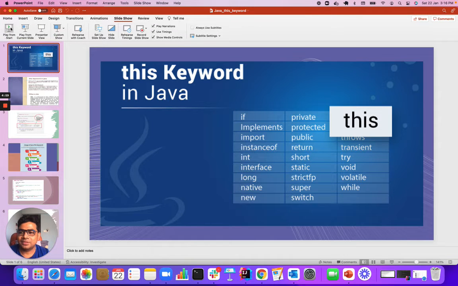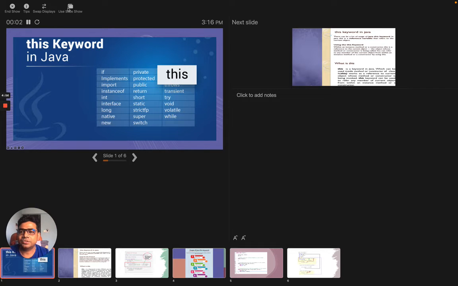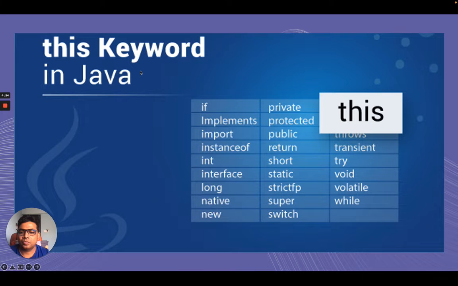Hello everyone. So we'll learn about the this keyword in Java. What is this keyword? Why is it used and where to use it.